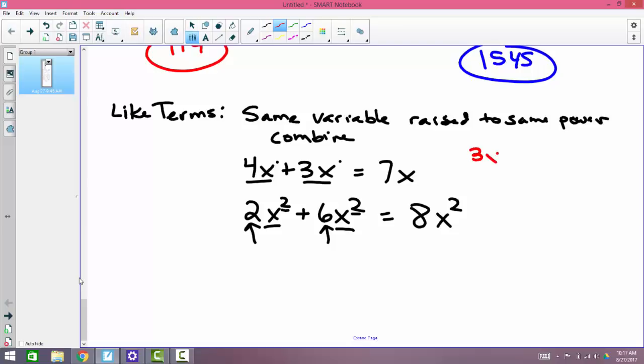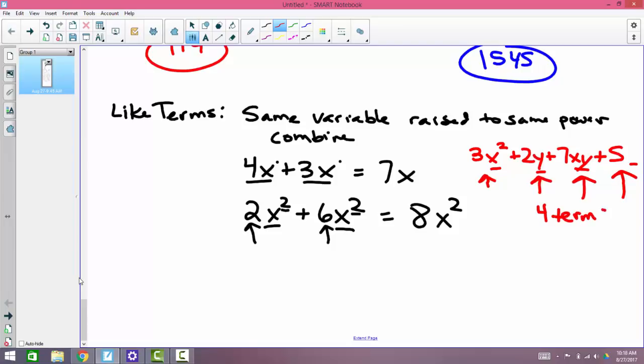So if you had something like 3x squared plus 2y plus 7xy plus 5, none of these have the same letters. So none of these are like terms. So this is a term separated by a plus. This is a term separated by a plus. This is a term separated by a plus. And this is a term separated by a plus. So this problem has 4 terms. And the biggest x coefficient is an x squared. So it's actually an x squared term.